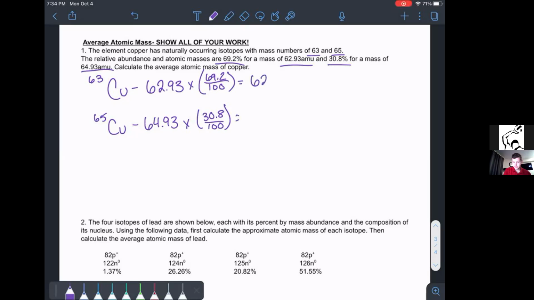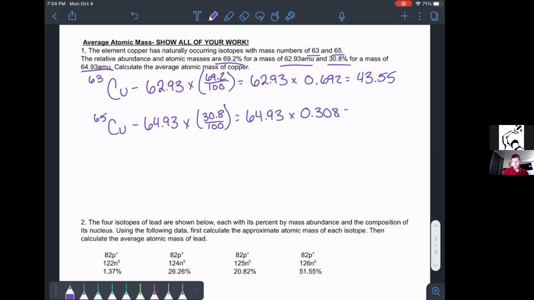Now we can rewrite these with our division done. So we get 62.93 times 0.692 and 64.93 times 0.308. And remember that you can always do that division of 100 at the very end. I know some of you like to do it because that's how they taught you in the other video, but both ways work perfectly.